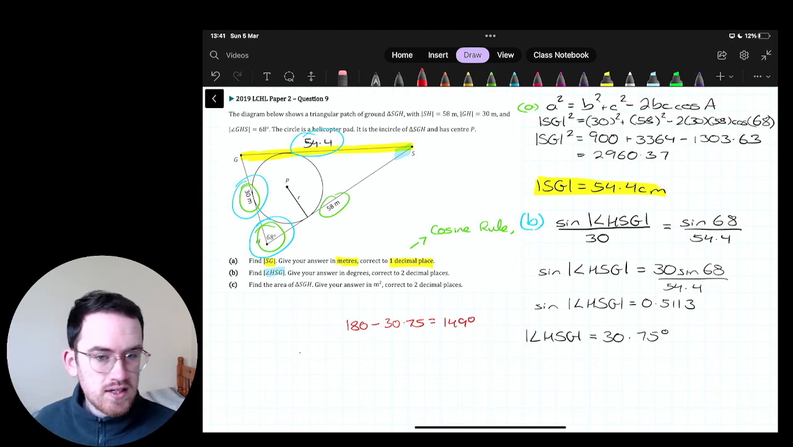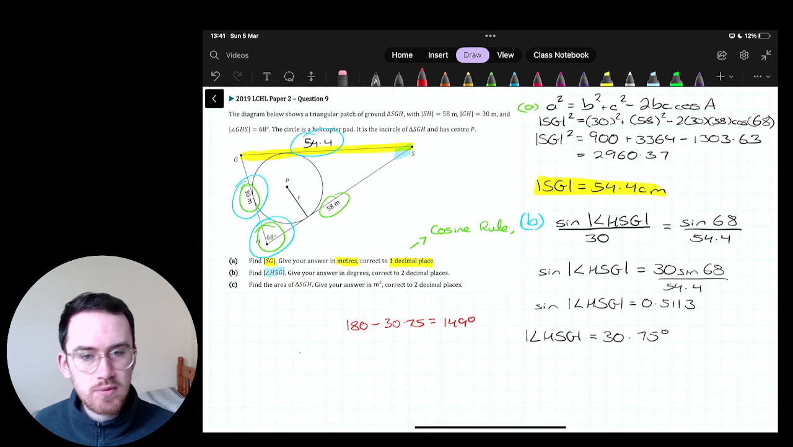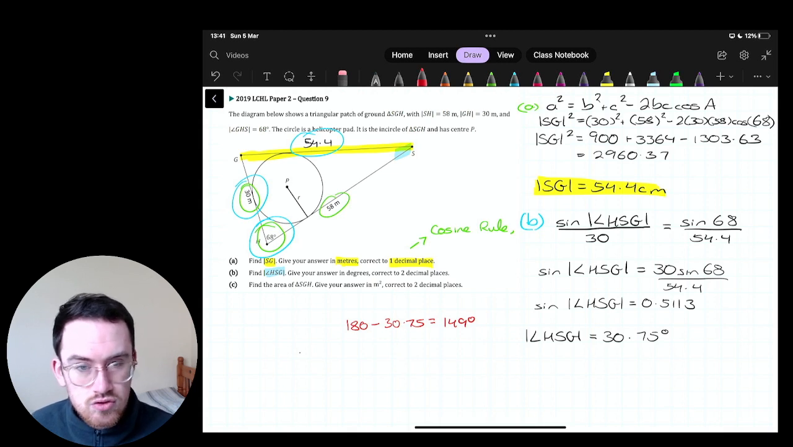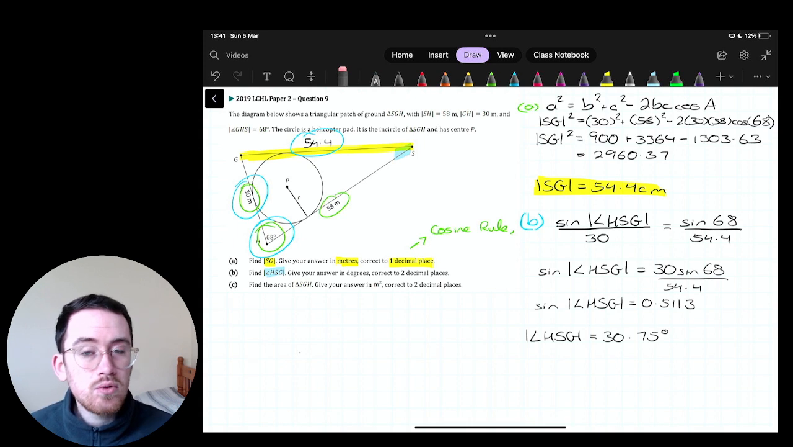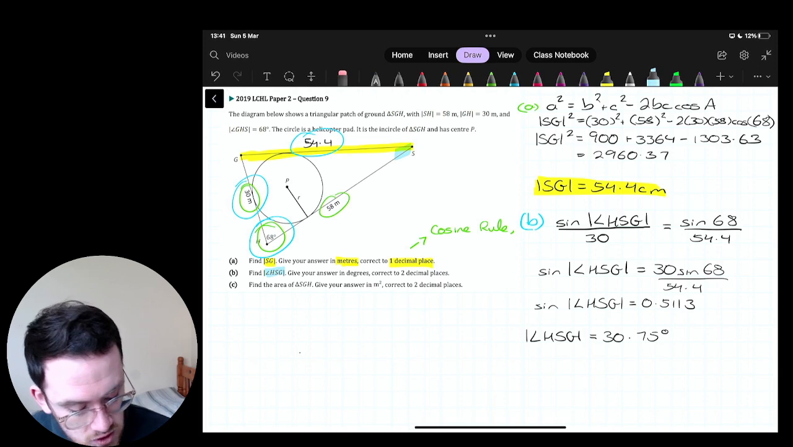And 149 degrees is too big, because we already know one of the angles is 68. If we added those together, we get an answer of 200 and something. So too big, so we can't have the other option. We also know just by looking at the question, the diagram shows a triangle, and we can see that that angle is acute, so it's fair enough to just assume that we only take that case. So we have our angle as 30.75 degrees.